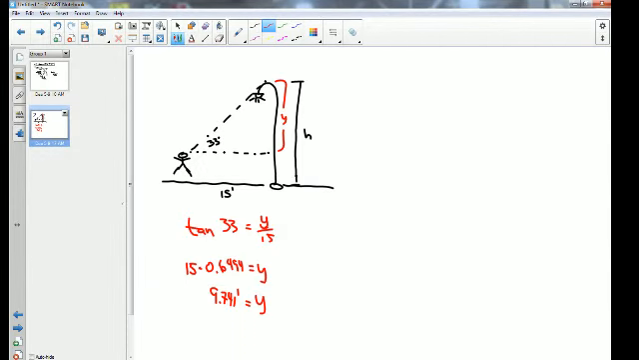Okay, how tall is this? How tall is he? I don't know. We'll make it easy. Say 6 feet tall. So what do we have to do? 6'5". Oh my gosh.